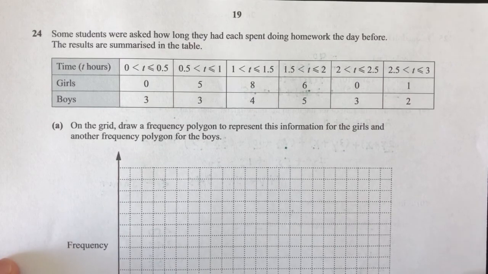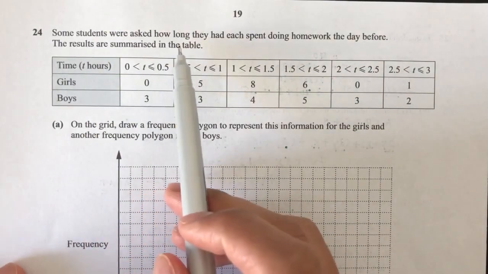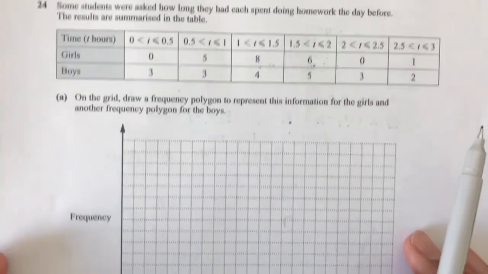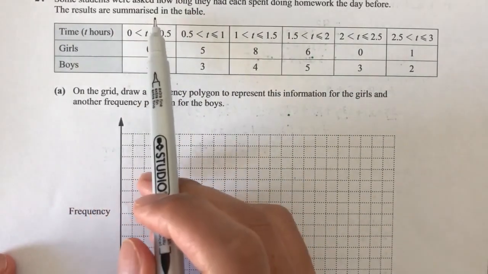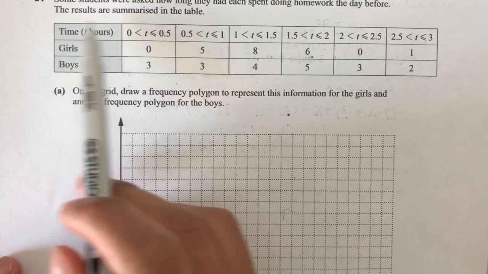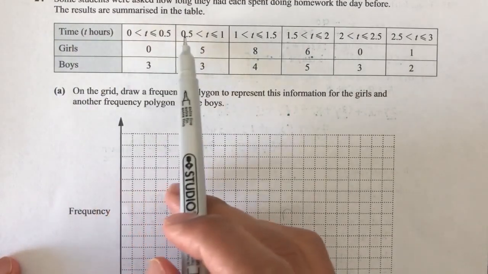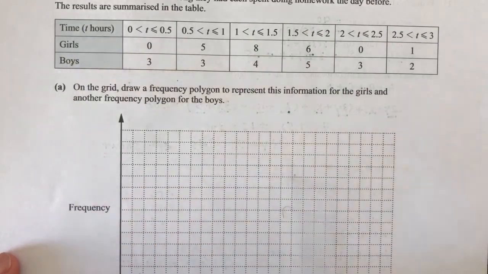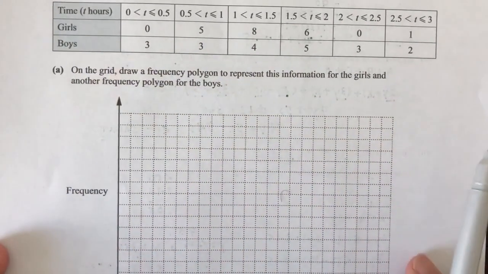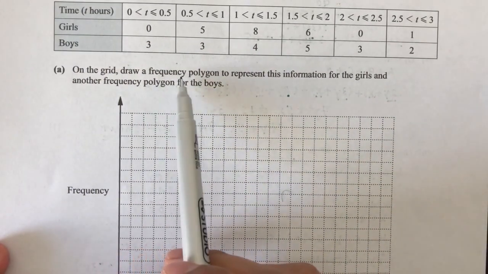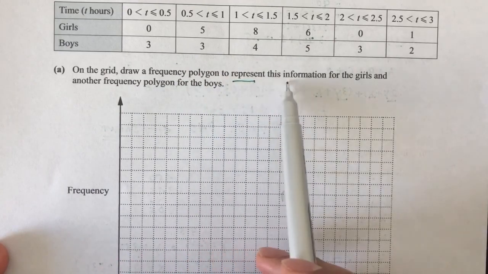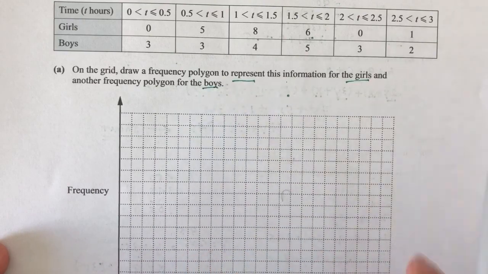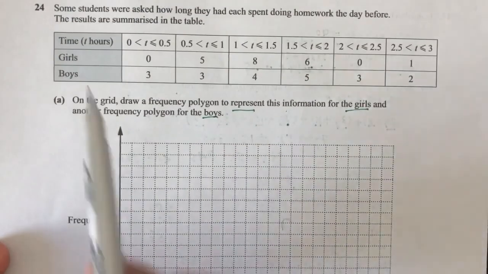Question number 24. Some students were asked how long they had each spent doing homework the day before. These results are summarized in the table. So we have time, a group of each time that we have. We have girls and boys here. Part A. On the grid, draw a frequency polygon to represent this information for the girls and for the boys. Another one for boys.